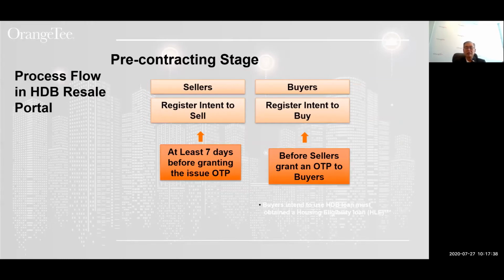Sorry, the bottom one, remember there's a white column there. The buyer intends to buy, and first of all needs to obtain an HDB eligibility loan, that means HLE, before a seller can grant the so-called option to purchase to the buyer. I stress this point is very important. A lot of agents forget. If they intend to use an HDB loan, it's a must. But if they're using a bank loan, then they don't need the HLE, it's okay. So take note of this.